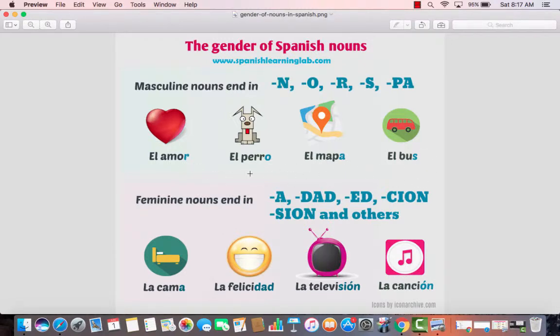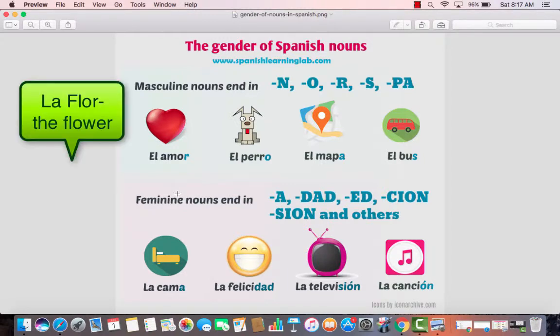These endings are just a rule of thumb. There are exceptions to the rules. For example, the word flor comes to mind. Although it ends in the letter R, it is feminine, la flor. However, most of the words that end in these letters are masculine, but I repeat, they are exceptions to the rules.